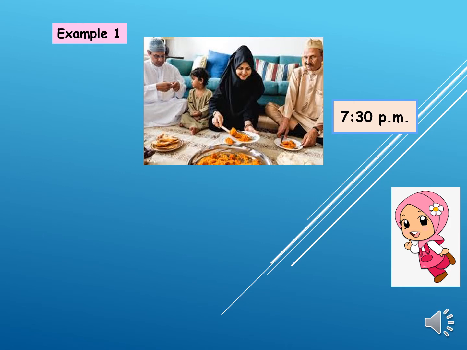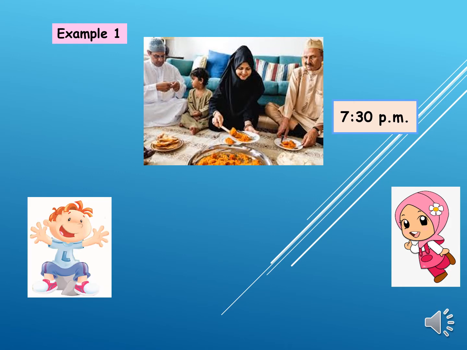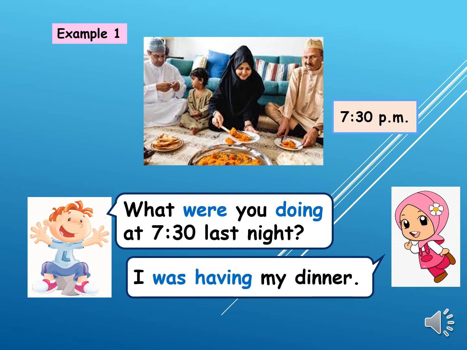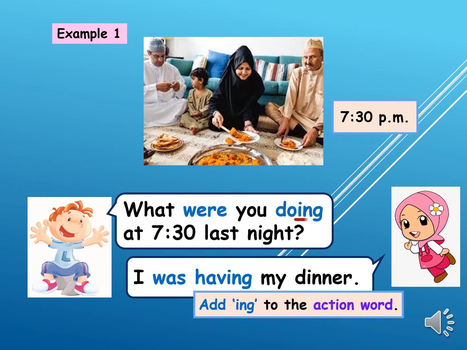Here comes first example. The boy asked the girl, "What were you doing at 7:30 last night?" And then you see from the picture, the girl was having dinner. So she answered, "I was having my dinner." Remember to add ing to the action word.